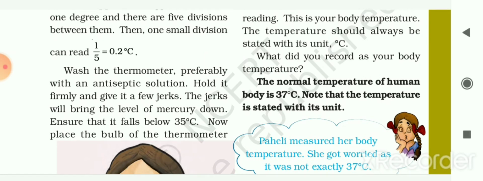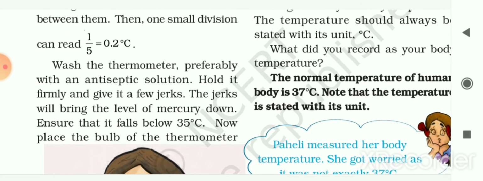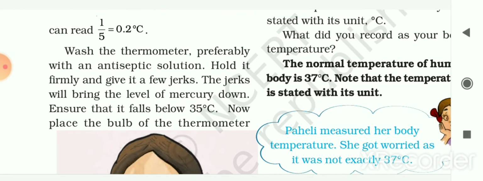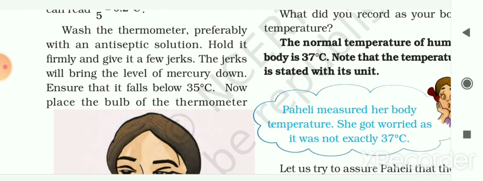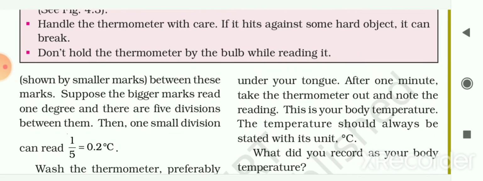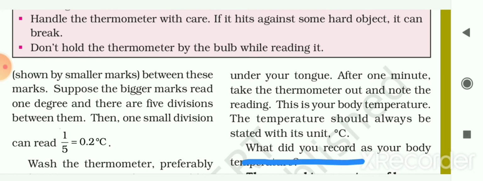Now wash the thermometer, preferably with an antiseptic solution. You have to prefer an antiseptic solution to wash this thermometer. Now hold it firmly, carefully, and give it a few jerks. The jerks will bring the level of mercury down and ensure that it falls below 35 degrees Celsius. Now place the bulb of the thermometer under your tongue. And after 1 minute, take the thermometer out and note the reading. This is your body temperature.